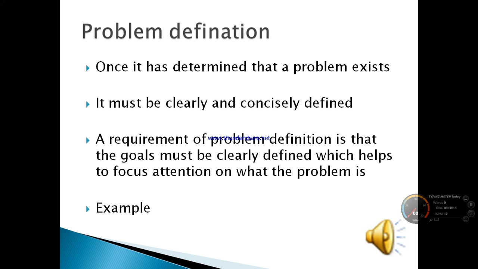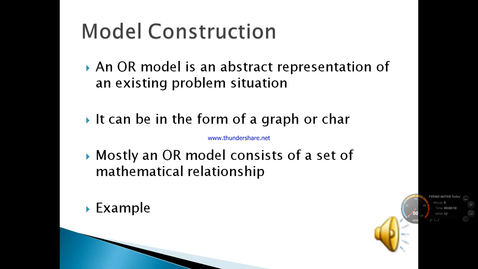When the problem is clearly defined, then the next step is model construction, which in software engineering is modeling, designing. It is the third step of OR process, which is model construction. An OR model is an abstract representation of an existing problem situation. Model construction can be in the form of a graph and chart. Mostly an OR model consists of a set of mathematical relationships.